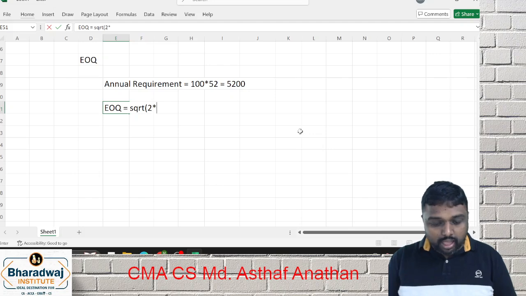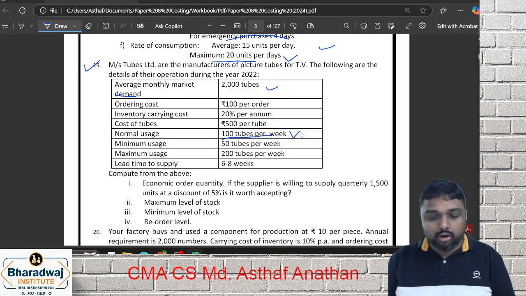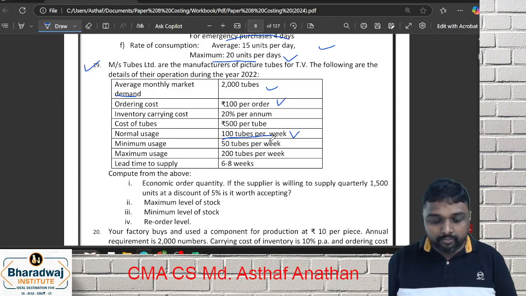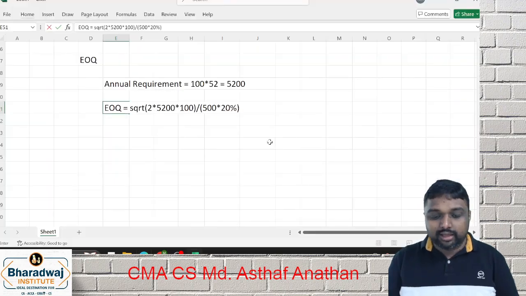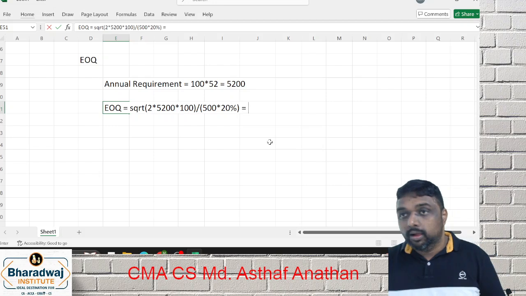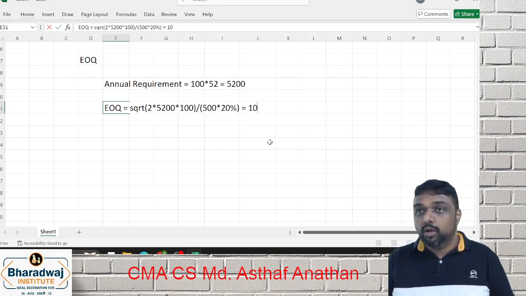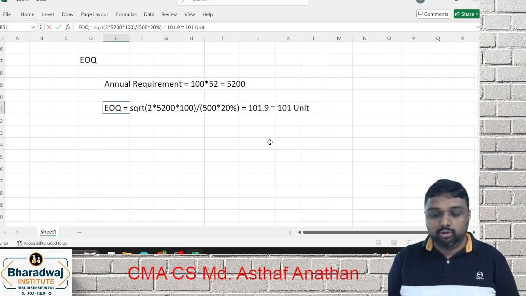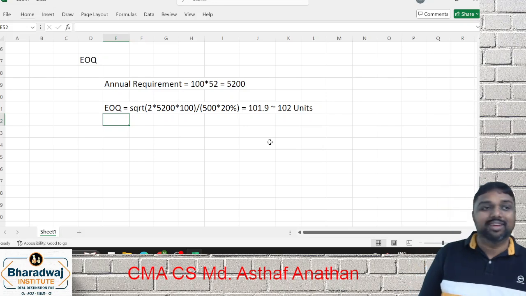2 into annual requirement into ordering cost. What is the ordering cost? They said 100 rupees, divided by carrying cost per unit per annum, 500 into 20%. Can you please tell me what EOQ you will get? 101.9 will come. This you can round off to 102 units. Do you understand?